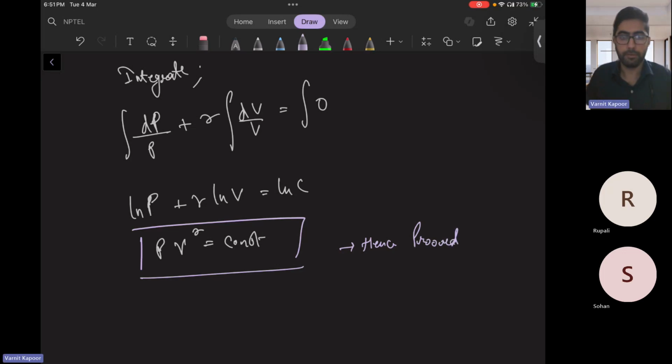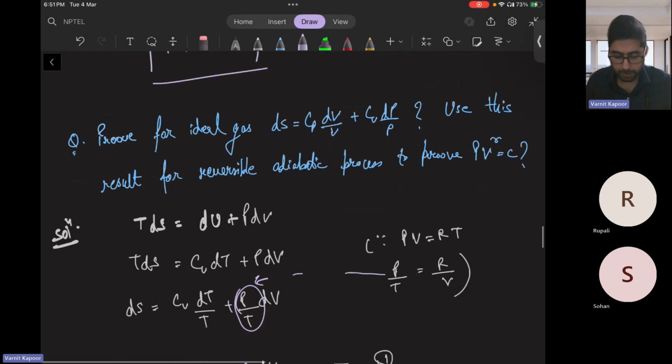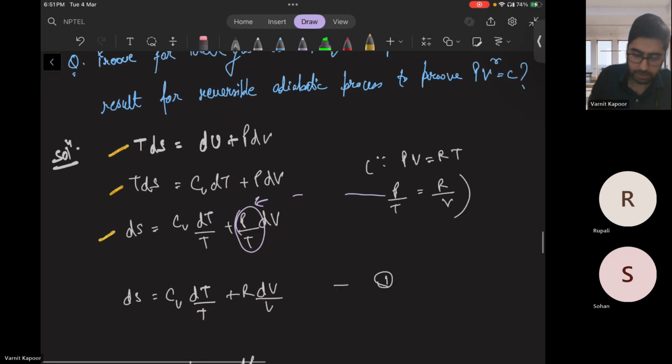Okay, it's a very good question. So again, go through what we have done. We have used first the TdS equation. We expanded dU as Cv dT. We transposed T on the right hand side and wrote P by T as R by V, from the ideal gas law. So we got the first equation, dS is equal to this.